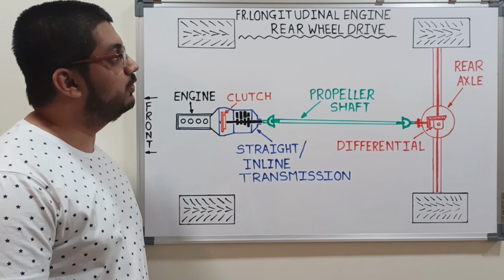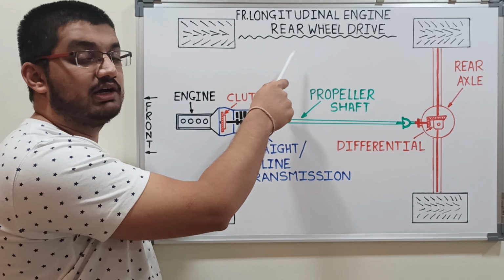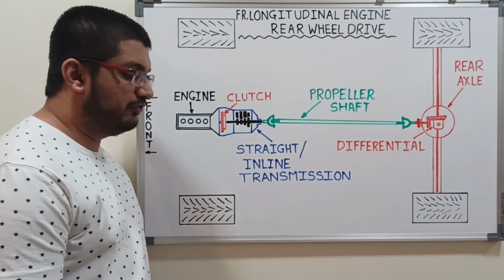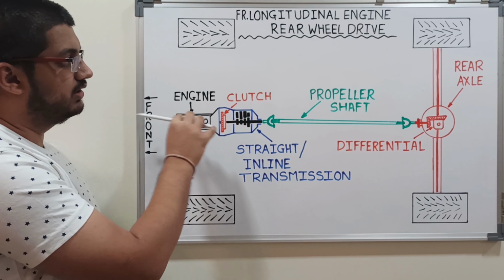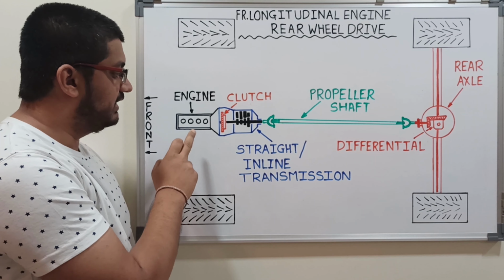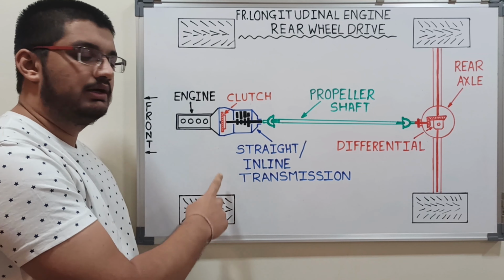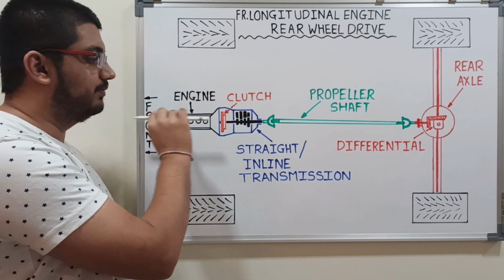Okay, so let's now discuss the next layout, that is the front longitudinal engine rear wheel drive layout. I'll identify the components first. Before that, these two are the front wheels. The vehicle is moving in this direction and those two are the rear wheels. So starting with the engine, this is the engine located on the front axle and mounted longitudinally, that is parallel to the direction of motion.